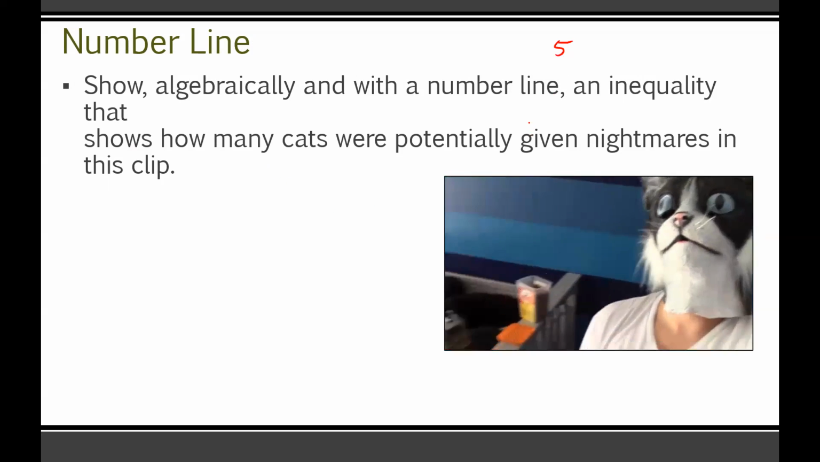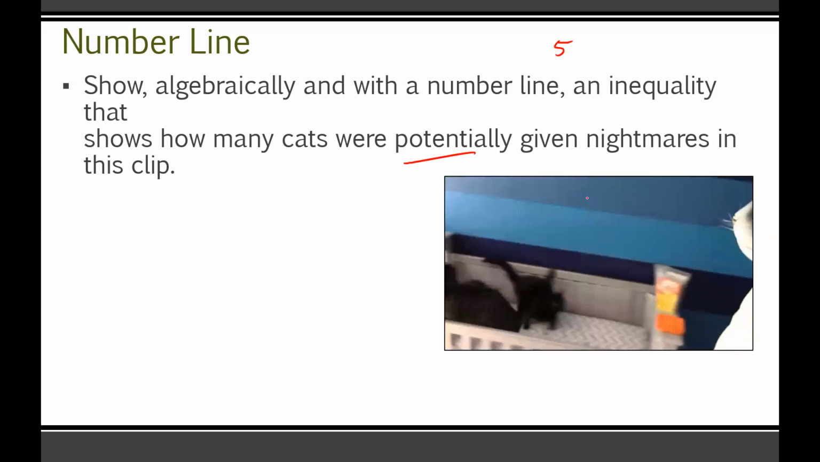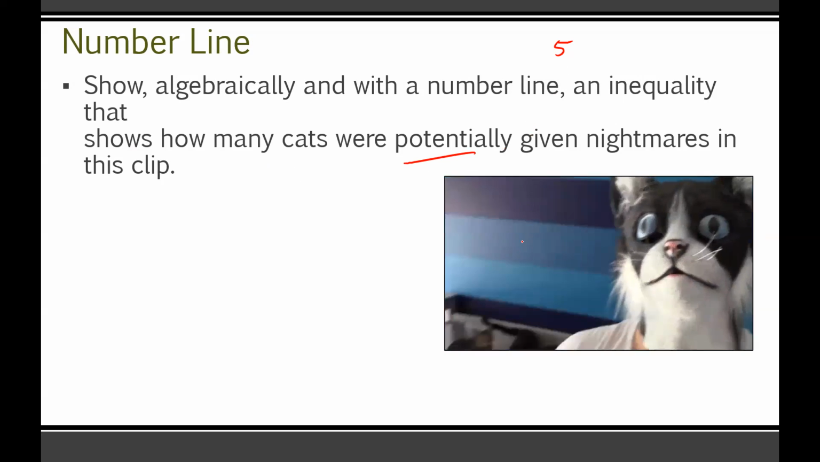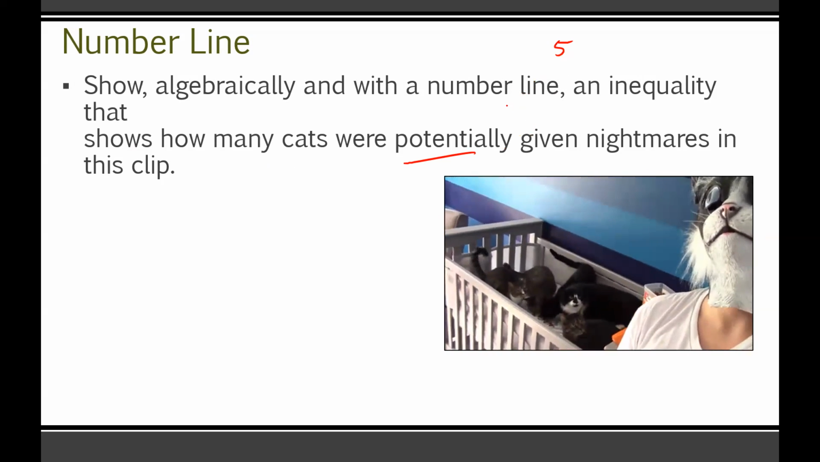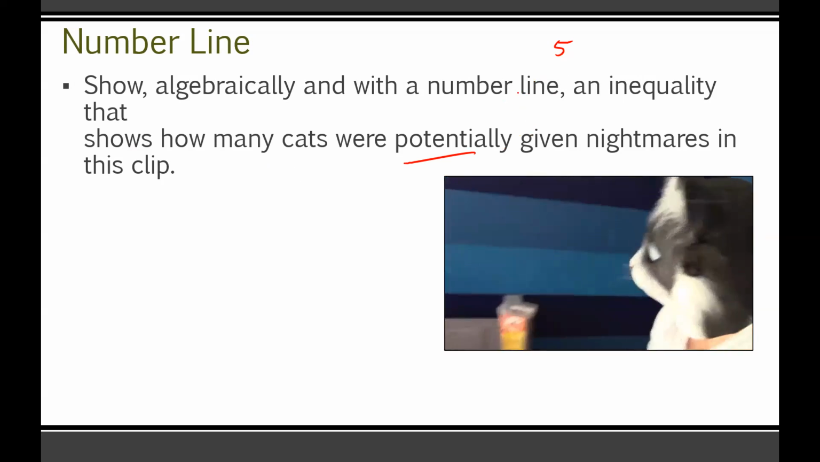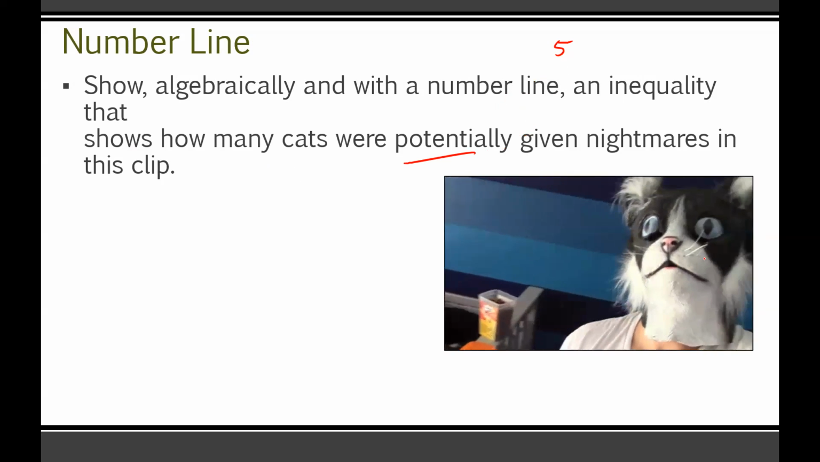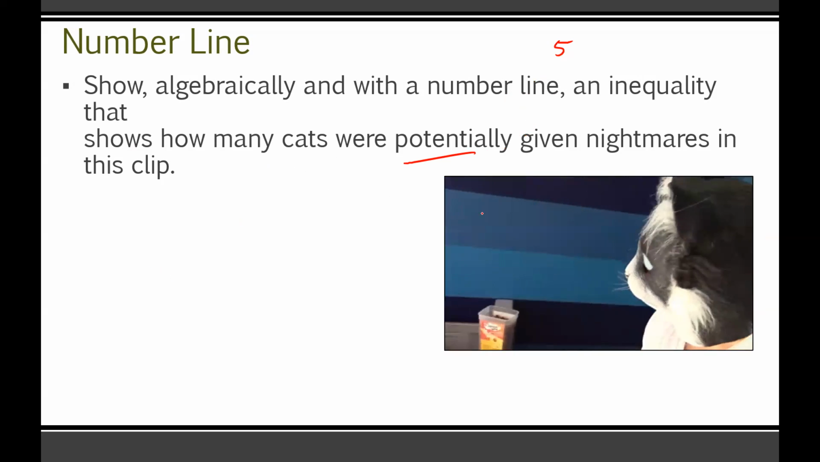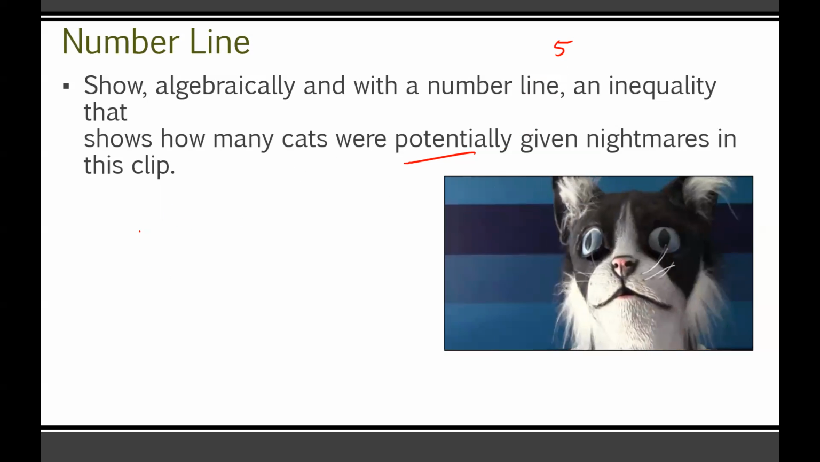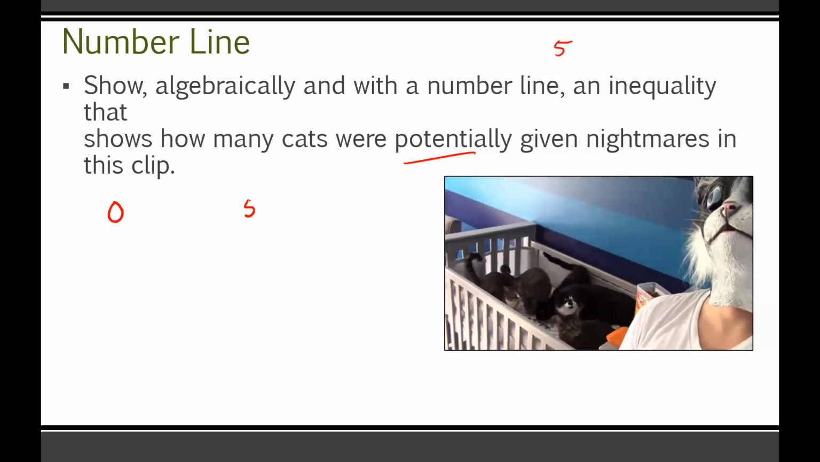So the amount of cats that were potentially given some nightmares in this clip is going to be anywhere between 0 cats and all 5 cats. It's probably going to be all 5 cats, let's be honest here. I think these cats are going to be traumatized for life from this absolutely horrifying event. I'm just traumatized looking at this guy. I don't know where he got that mask from, and I don't really want to know. But anyway, we know that the number of cats traumatized by this horrible event is going to be somewhere between 0 and 5.